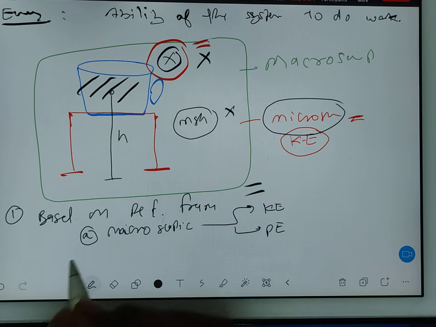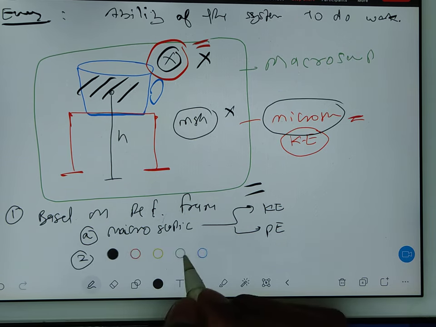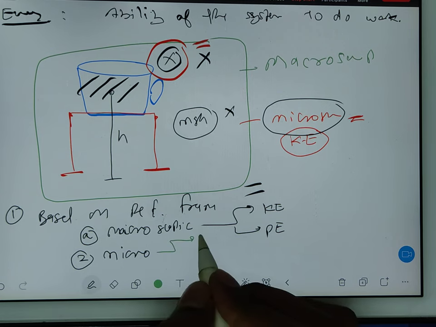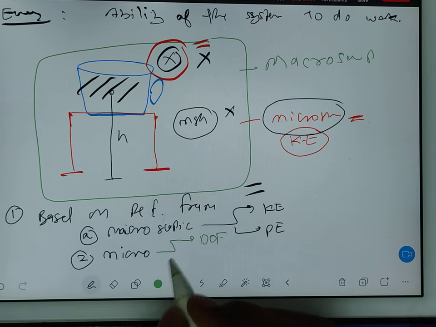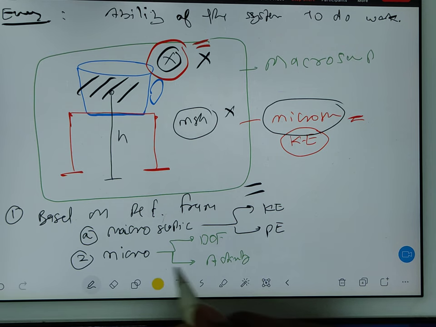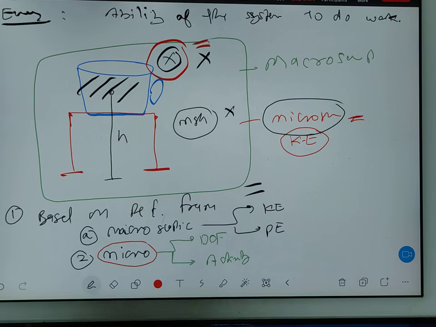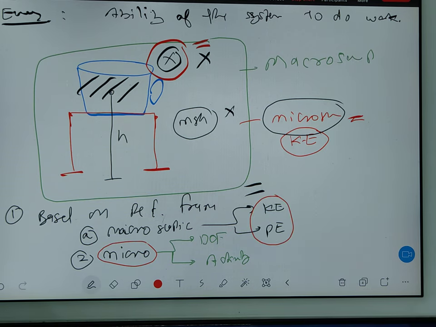Now, second one is micro. In micro, actually energies are based on degree of freedom of the molecule, and it is also based on activity of the molecule. So these things no need to discuss, because anyway we are not going inside this. We are only bothering about these two. Already I have explained in the previous lecture why not to bother about molecules at molecular level.